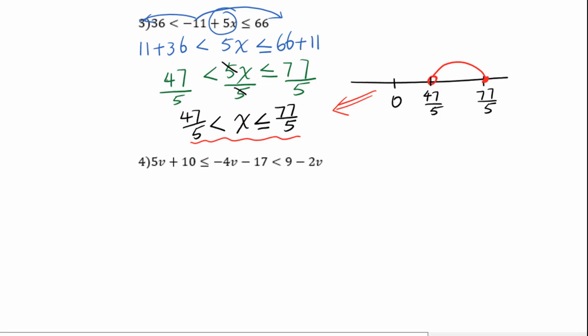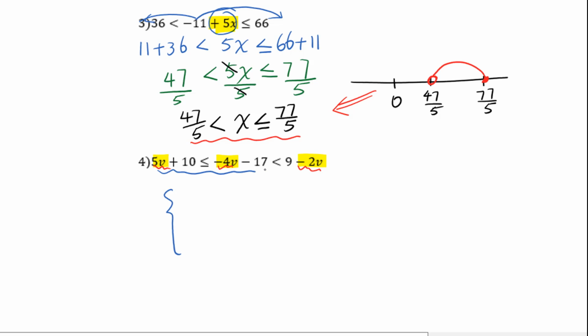Look at number 4. Number 4 is different from number 3. Check the variable. We have a variable here, here, here. For number 3, we only have a variable in the middle so that we can add 11 to both sides. When we have variables like this, remember you have to change this compound inequality into 2 inequalities connected with an and.